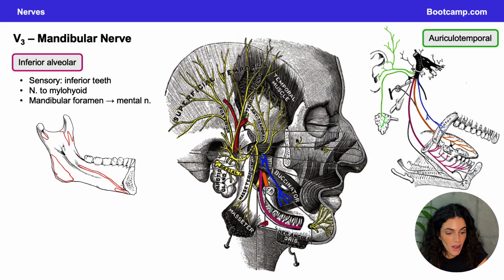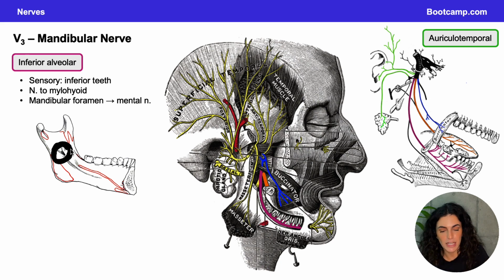Moving on to the branches here that are traveling more inferior along the IT fossa, the first one we're going to have more posteriorly is going to be the inferior alveolar nerve. And the inferior alveolar nerve is going to travel inferior to then enter into the mandibular foramen here along the mandible.